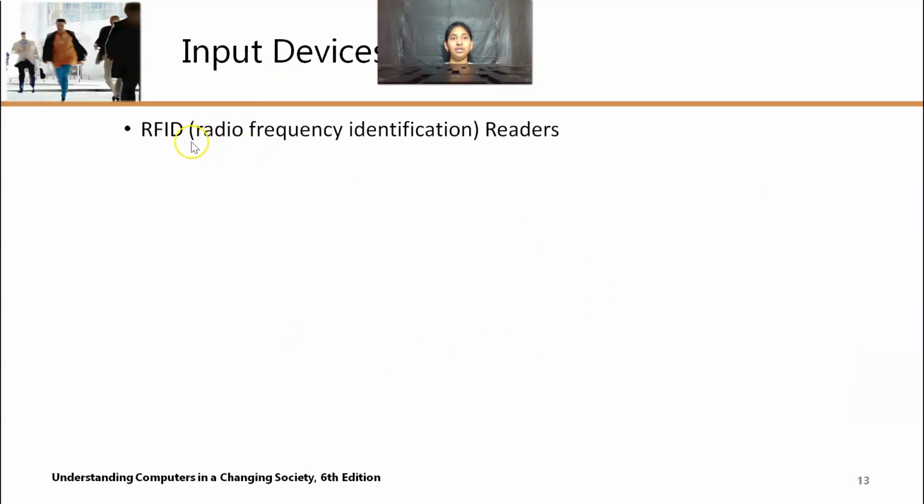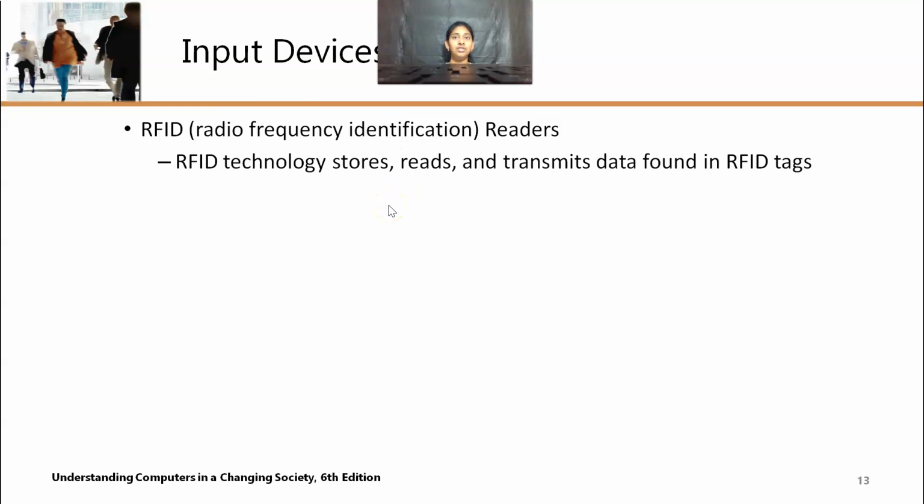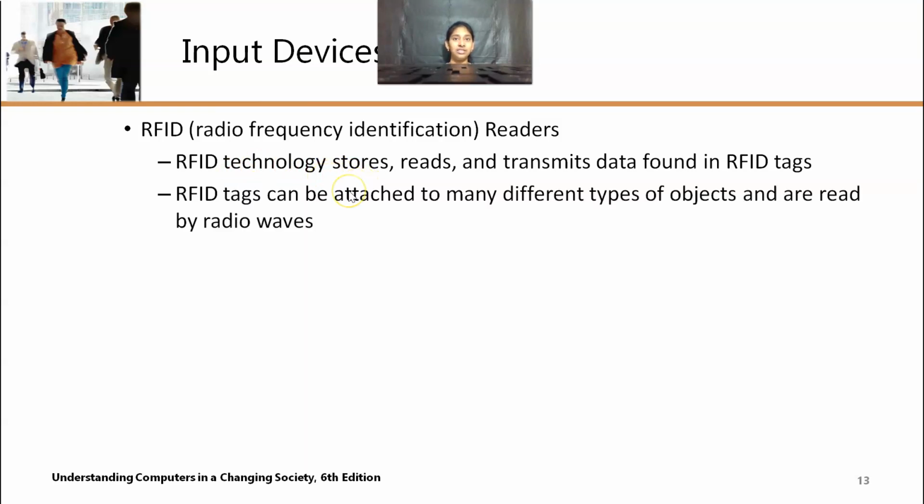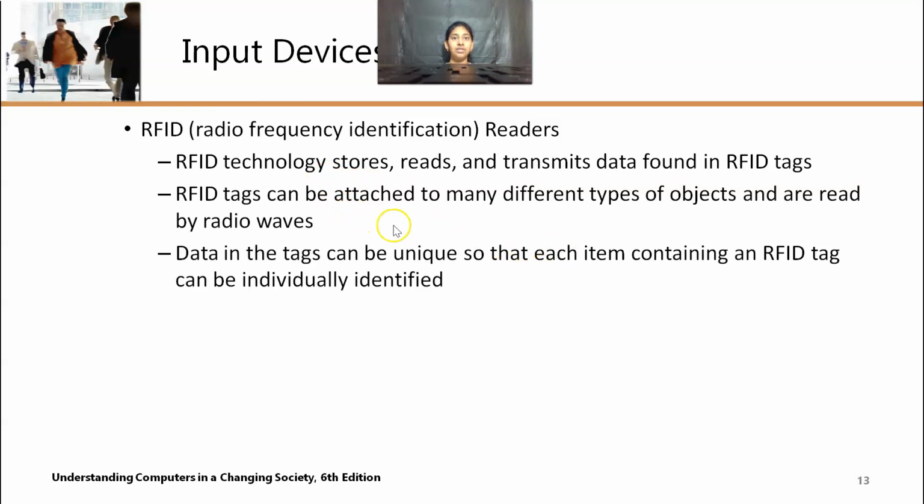And we have readers like RFID readers. We have seen barcode readers previously, and this is RFID readers. RFID means radio frequency identification readers. Some products have RFID tags, so we can read RFID tags by waves. And these tags are unique for the products.